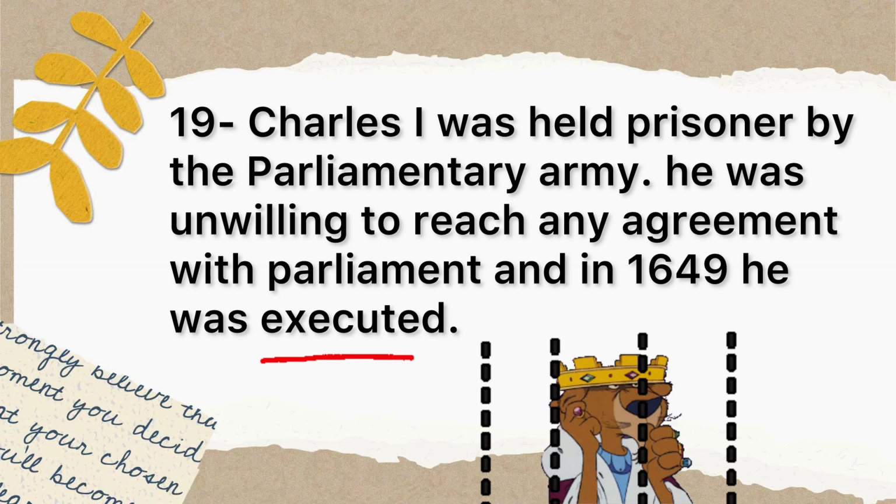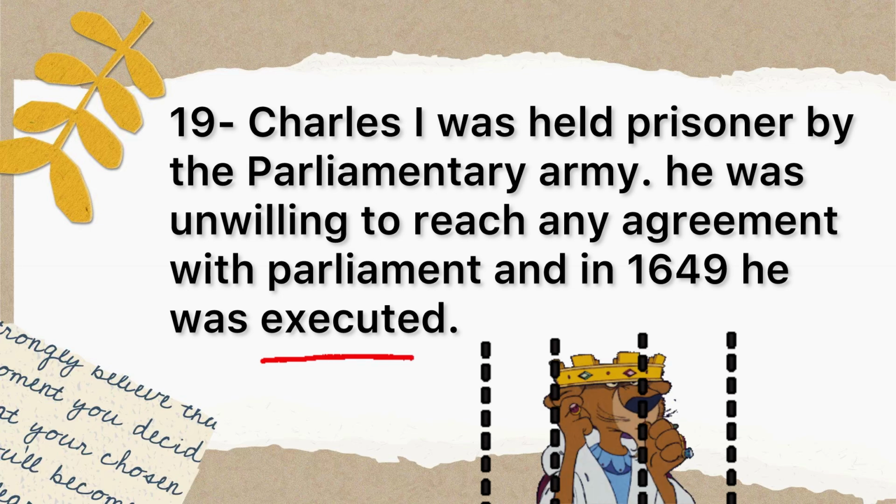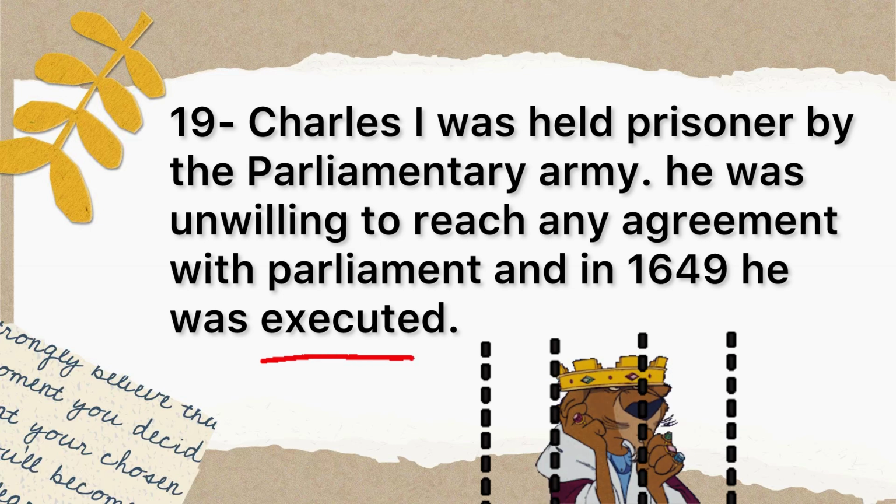Charles I was held prisoner by the Parliamentary Army. He was unwilling to reach any agreement with Parliament, and in 1649 he was executed.